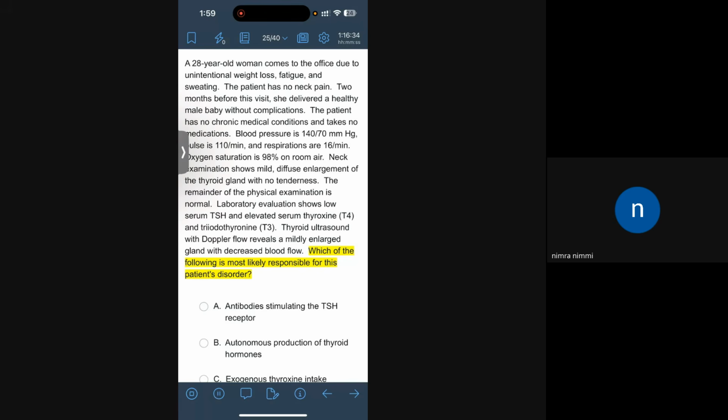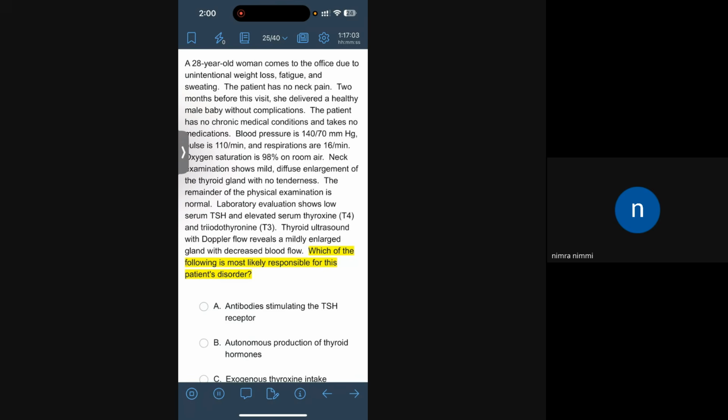She has no chronic medical condition, takes no medication. Blood pressure is 140/70. Pulse is 110. Respiration is 16. Mild diffuse enlargement of the thyroid gland, there is goiter there. Low serum TSH, elevated serum thyroxine and triiodothyronine. The ultrasound shows a mildly enlarged gland with decreased blood flow.